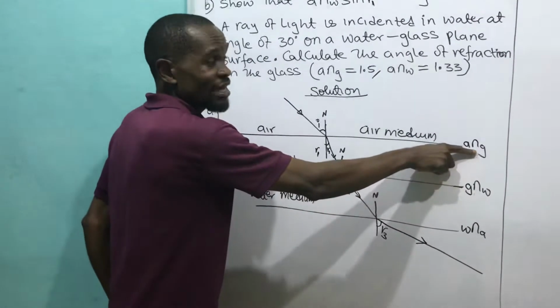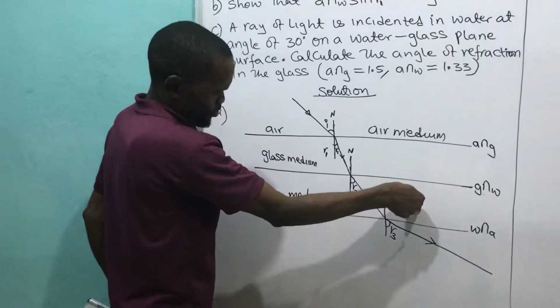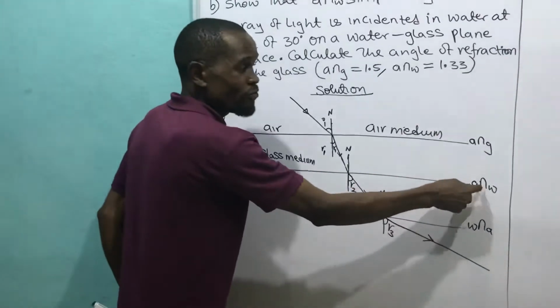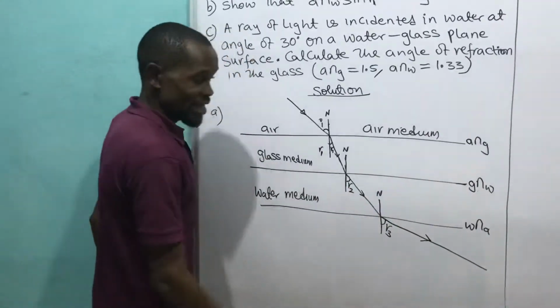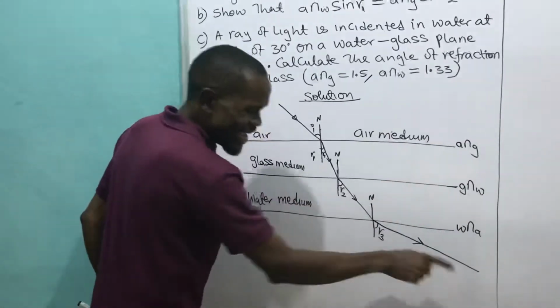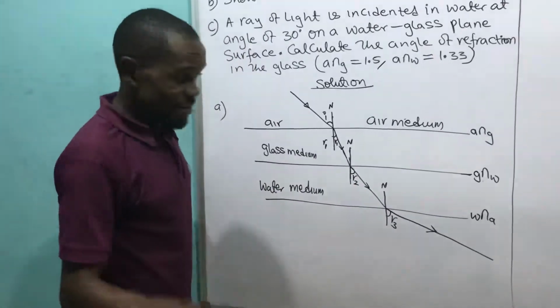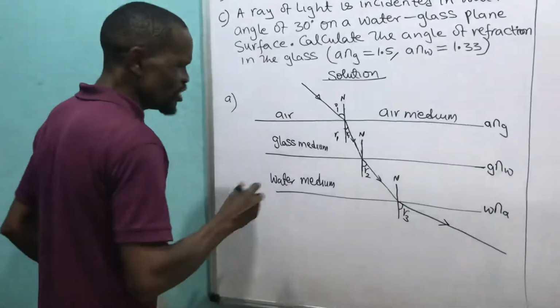Refractive index of glass. I'm already in glass, going into what? Water. That means I'm looking for what? Refractive index of what? Water. Here, I'm already in water, going into air. That means I'm looking for refractive index of what? Air. Then now, looking at this.